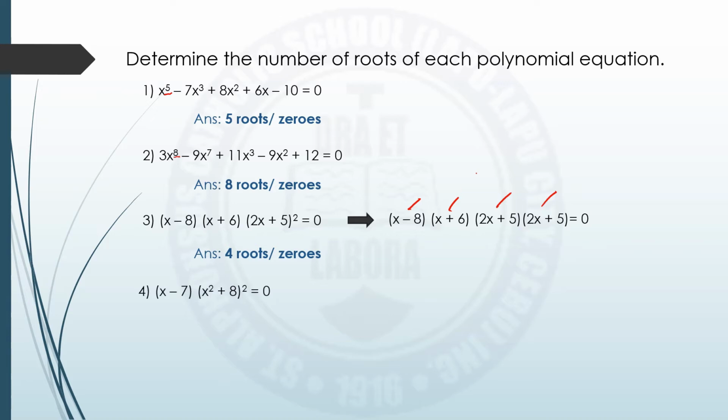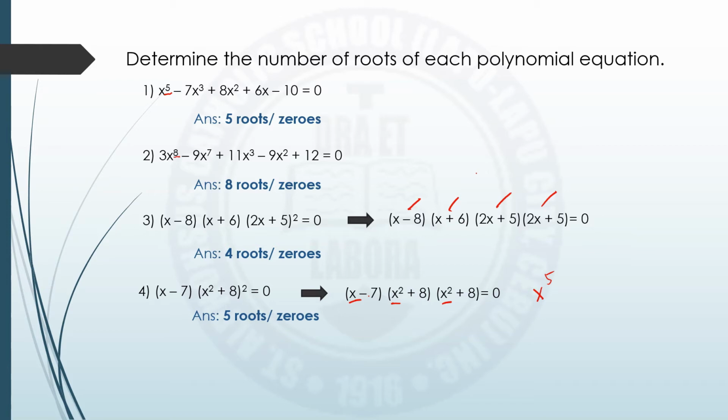Next, if we have x minus 7 times (x squared plus 8) squared equals 0, what is your answer? Okay, we have 5 roots or zeros because the equation can be written as x minus 7 times the quantity x squared plus 8 times the quantity x squared plus 8 equals 0. If we multiply the first term of each factor, we come up with x raised to 5 as our product, even if there are 3 binomial factors there.